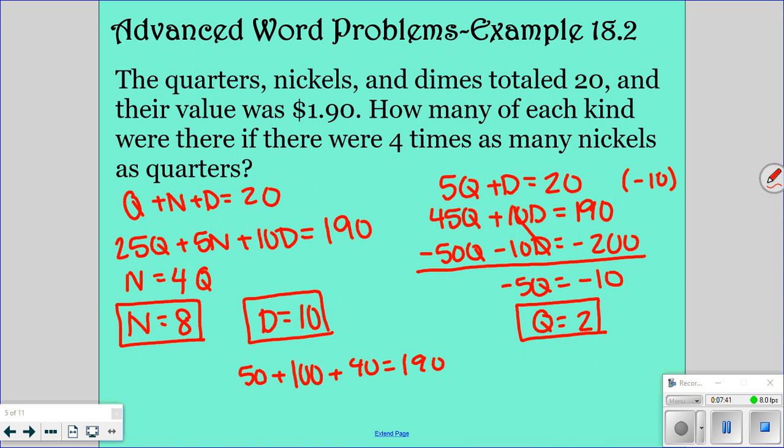You will not get decimals on these. You only are going to get positive integers. And the reason is because you can't have a fraction of a quarter or a fraction of a nickel or dime. You only have whole pieces. And you can't have a negative number of quarters. So only positive integers here.